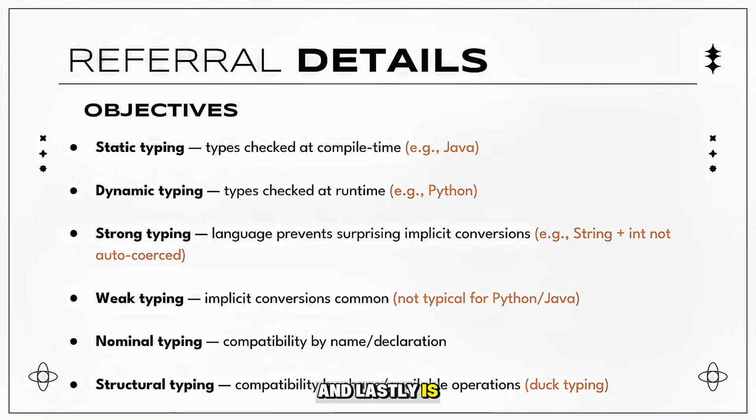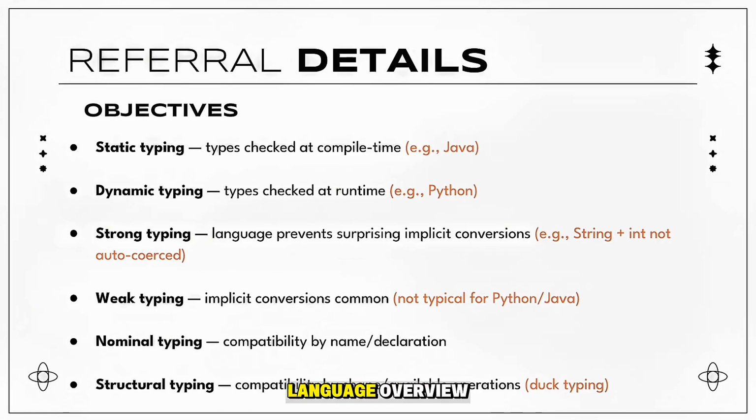And lastly is the nominal and structural typing. Nominal types are identified by their names or declared type. Two types are compatible if explicitly declared compatible, while in structural typing, the compatibility is based on the shape or available operation. Python uses duck typing, meaning if it walks like a duck and quacks like a duck, it's a duck. In simpler terms, if an object provides the methods and attributes your code uses, the object will work. There's no name type check enforced by the interpreter.